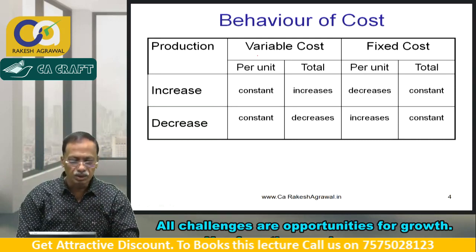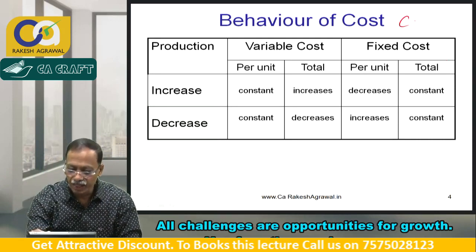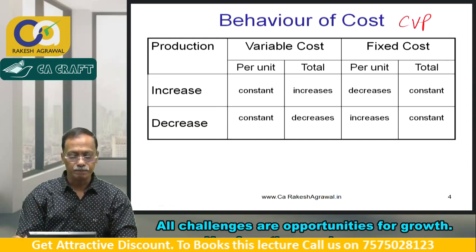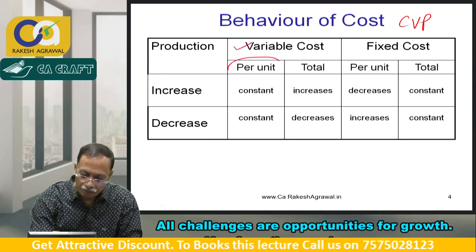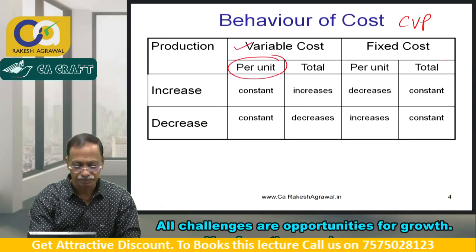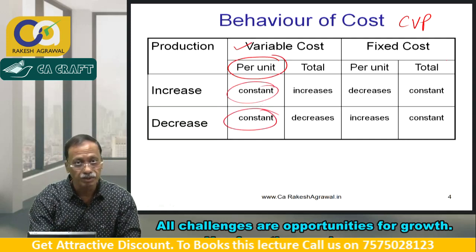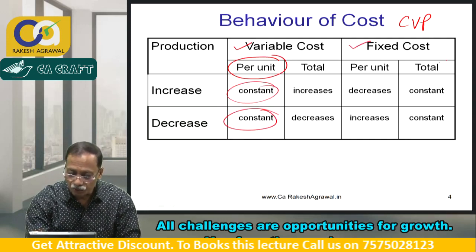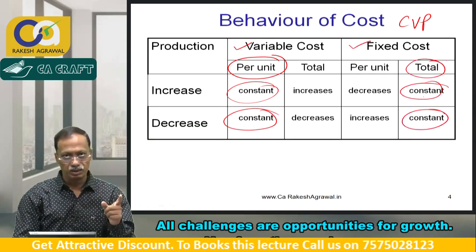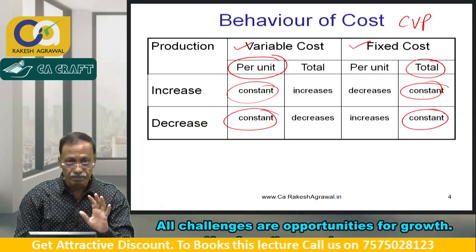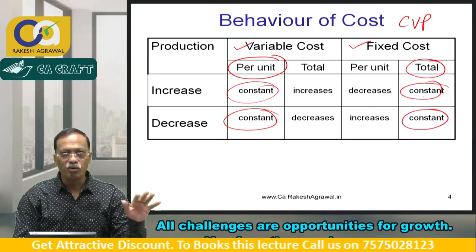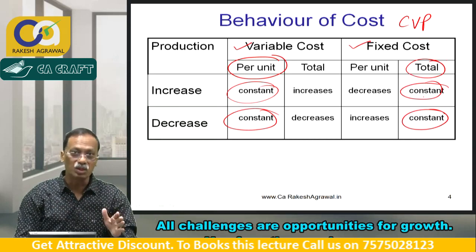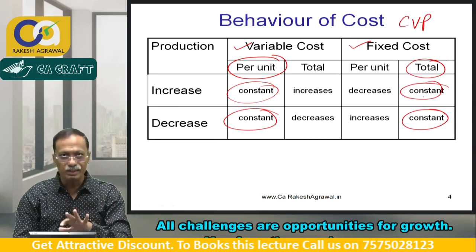In marginal costing, or in CVP analysis, this is also known as CVP analysis, two things are constant. Which two things are constant? Variable cost per unit is constant and fixed cost total is constant. So there are two constants in marginal costing. Variable cost per unit, unless otherwise mentioned. If nothing is mentioned in the question, this default assumption of marginal costing works. These are silent assumptions or fundamental assumptions.